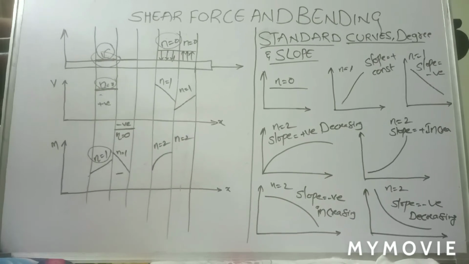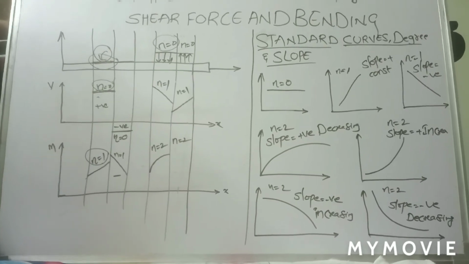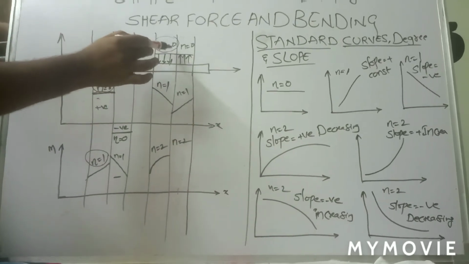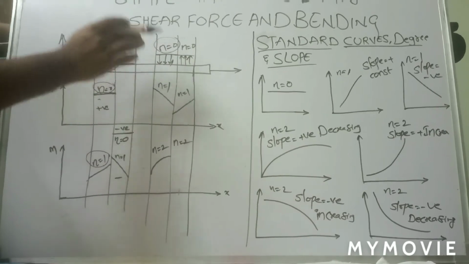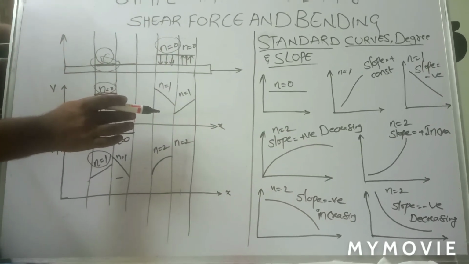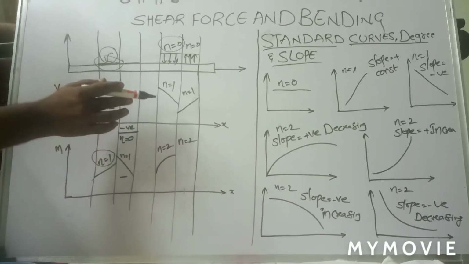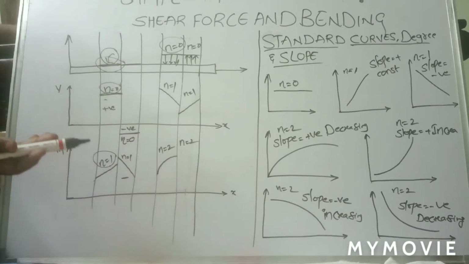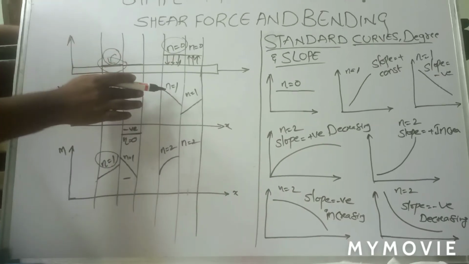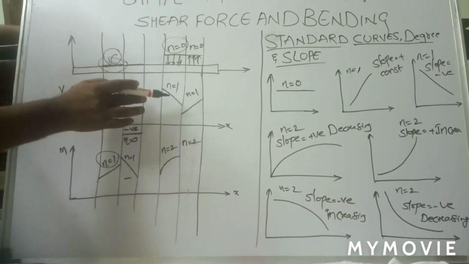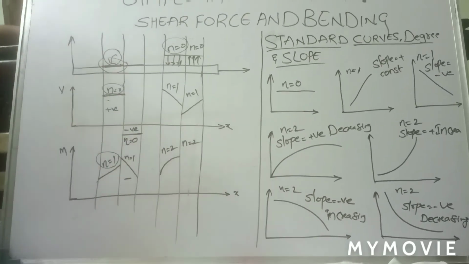Remember the term constant load. Constant load means n equal to 0. Whenever n equals 0 in the loading, automatically in a shear force diagram n equals 1, and in a bending moment diagram n equals 2. N is the degree. N equal to 1 means straight line. N equal to 2 means parabolic. Simple. N equal to 1 means slope and n equal to 2 means parabolic curve.